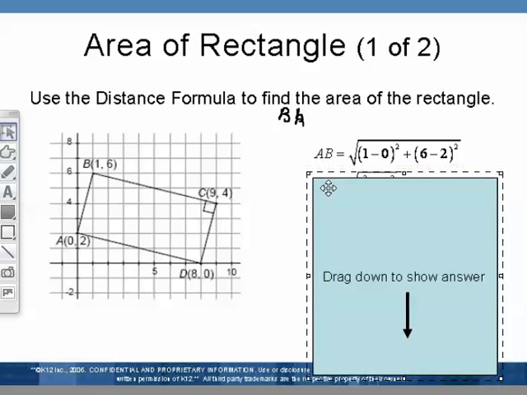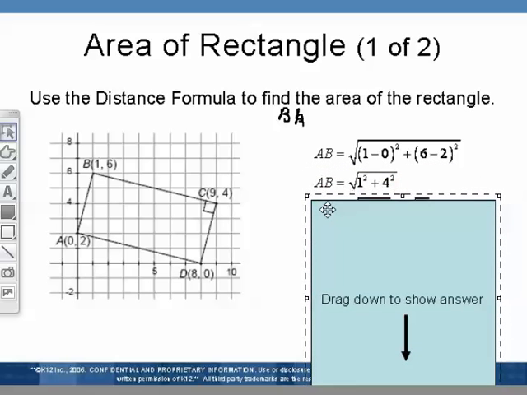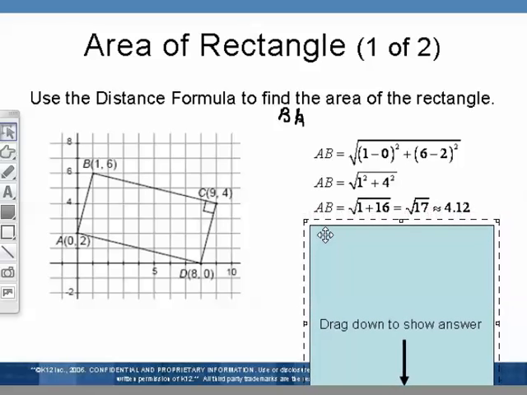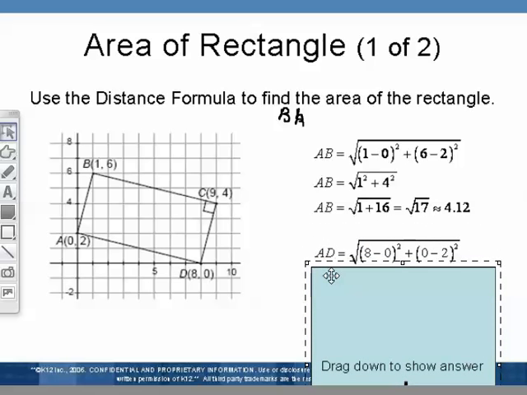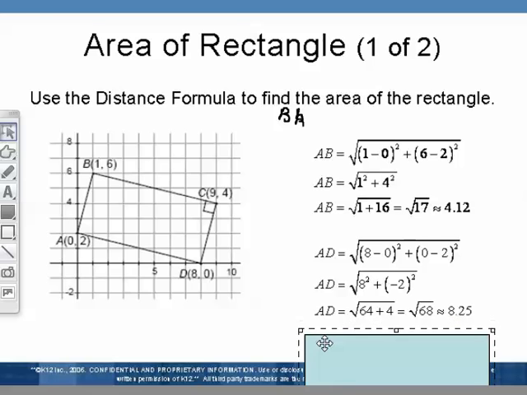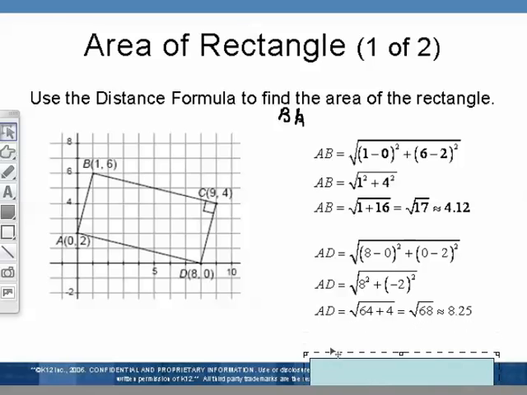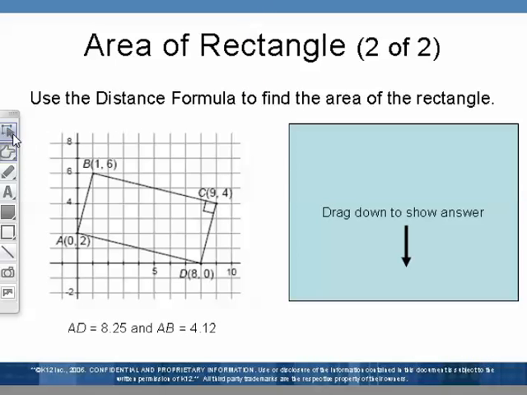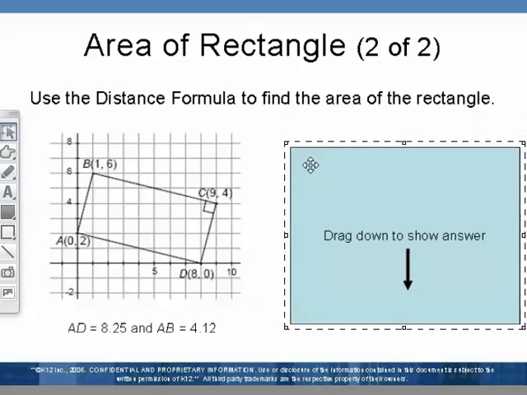By plugging in the locations, the vertices, the x and the y values, I find that AB is equal to 4.12. I can then do the same thing to find the distance from A to D. That would be a base. And I could then find that that distance is equal to 8.25. Once I have these two values, this 4.12 and this 8.25, I can multiply them together to find the area. And that's what we're going to do here.